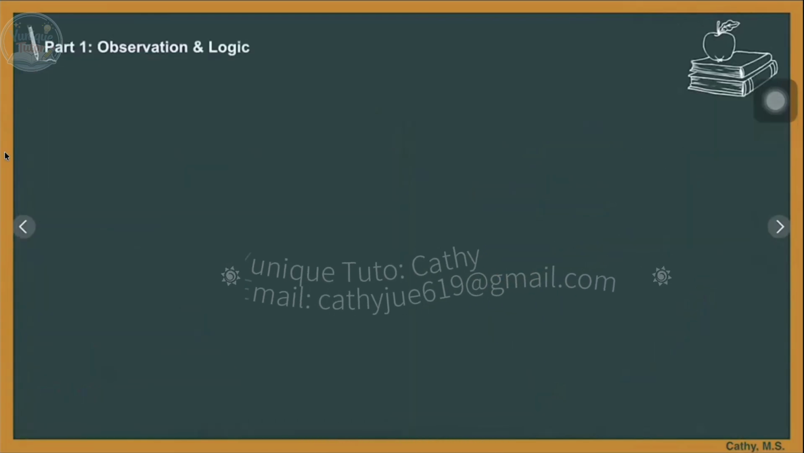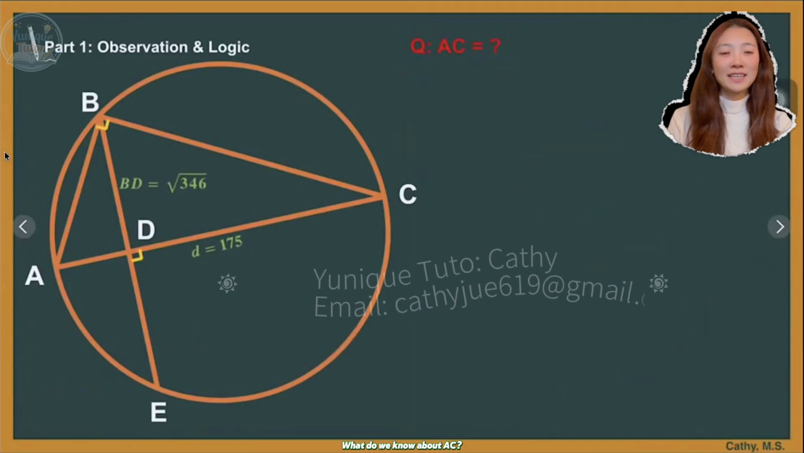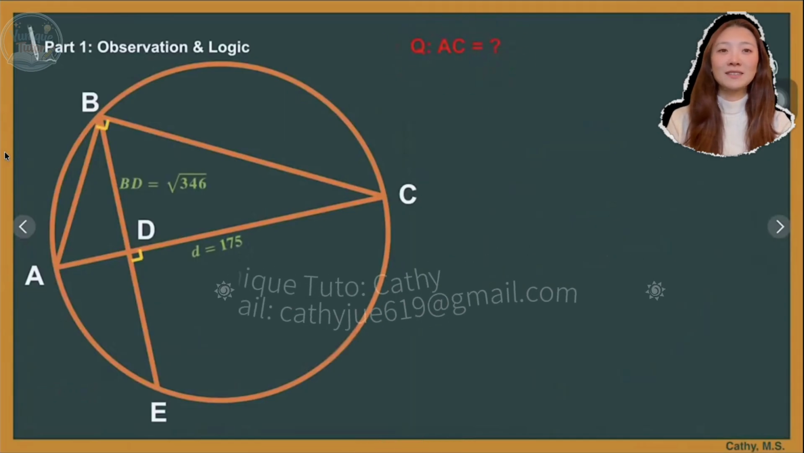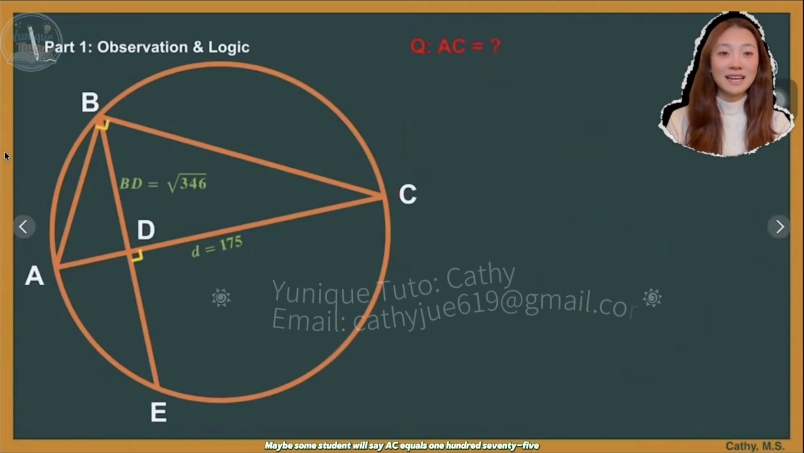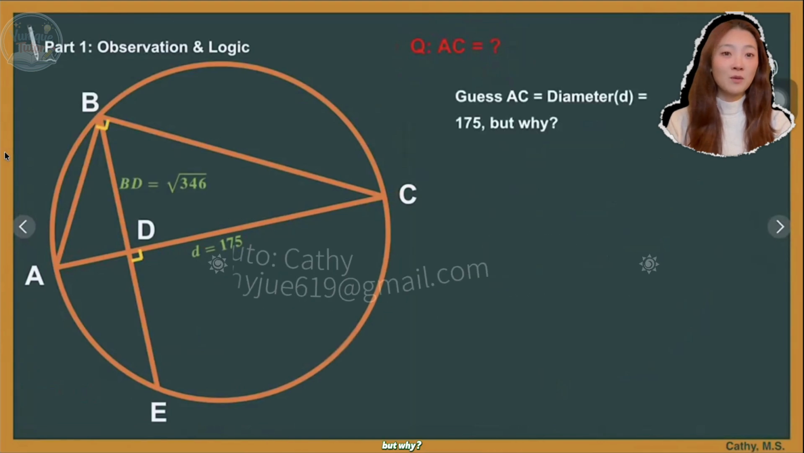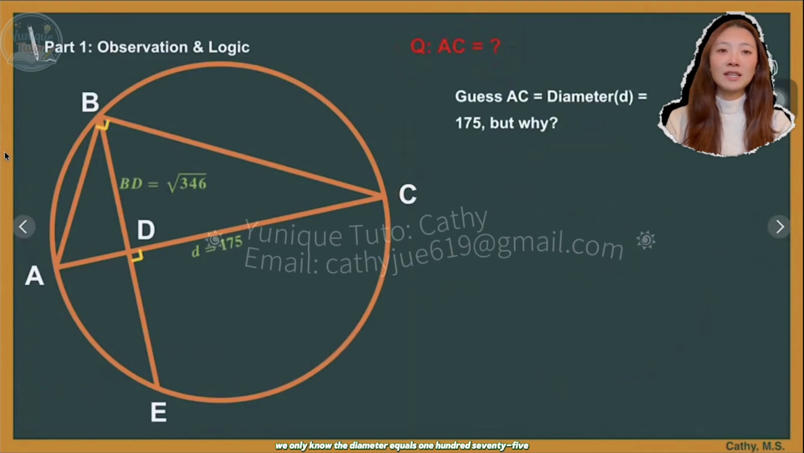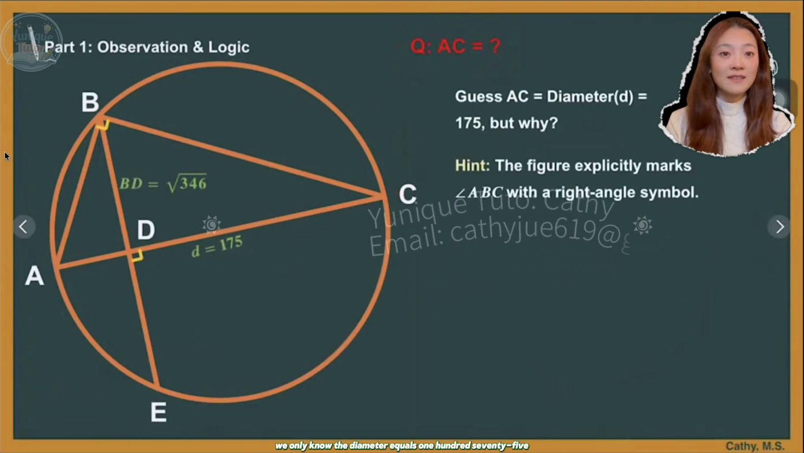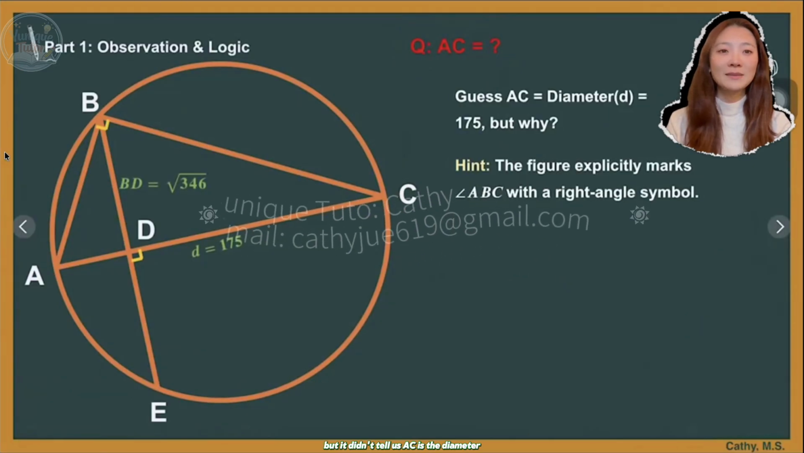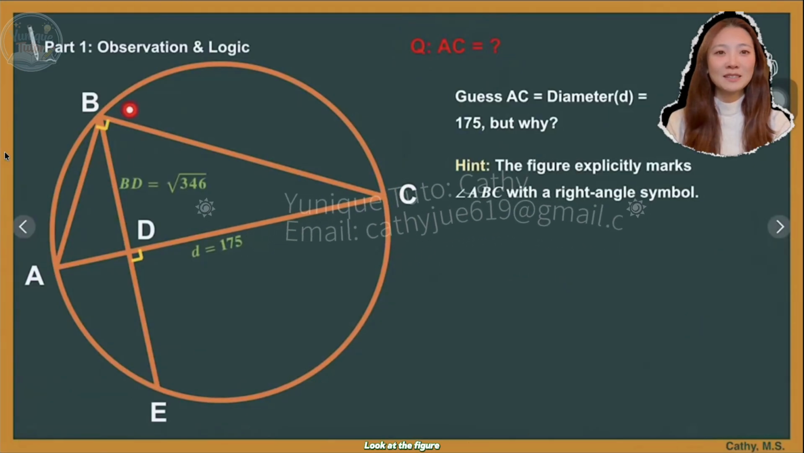Let's go. The question is, what do we know about AC? Any guess? Maybe some student will say AC equals 175, but why? From the question we only know the diameter equals 175, but it didn't tell us AC is the diameter. Here is a hint, look at the figure.